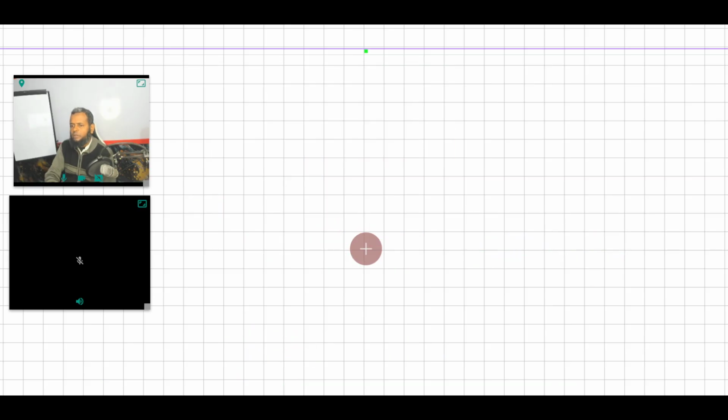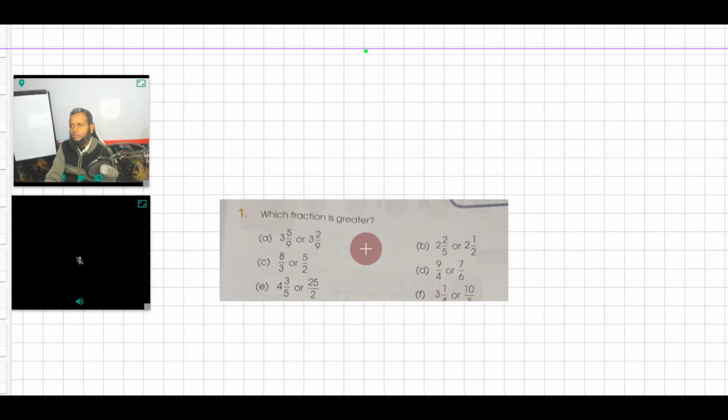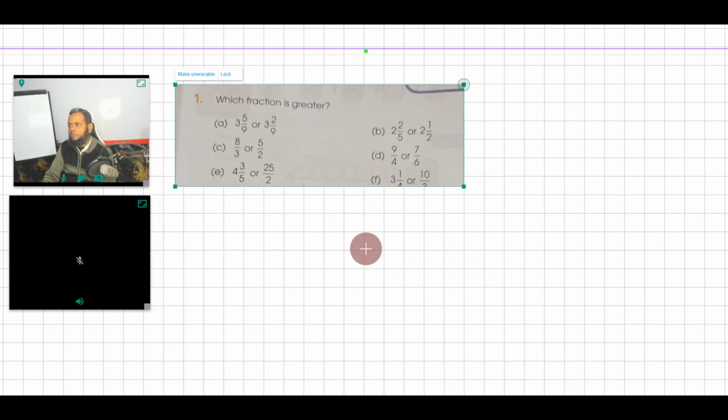Same question. You should try to do this. Can you do A part? You can decide A part without solving, okay? You can decide which one is bigger: 3 and 5 over 9 or 3 and 2 over 9. Which is the greater fraction?